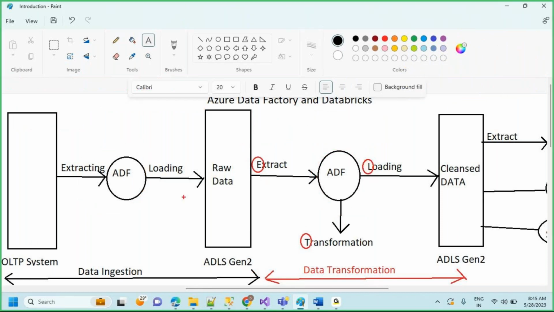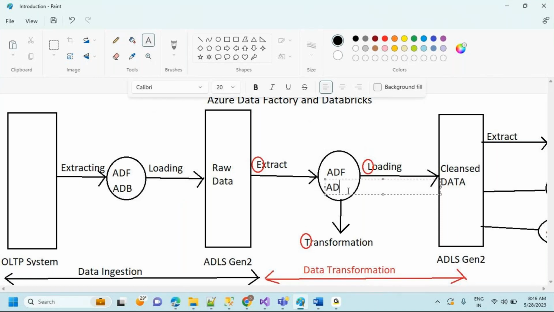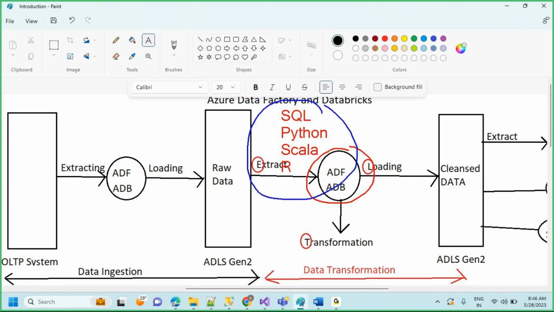When you go with Azure Databricks, you can also extract the data and do the same thing. With ADB, Azure Databricks, we can transform the data by writing code. The beauty of Azure Databricks is we can write any code. We can write SQL, Python, Scala, or R. Whatever you are interested in, you can do it.